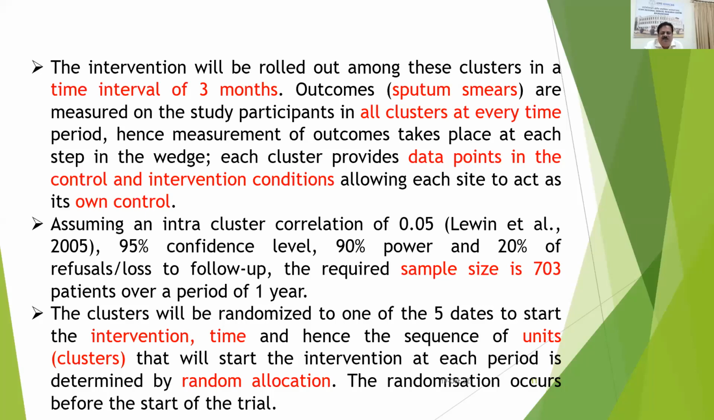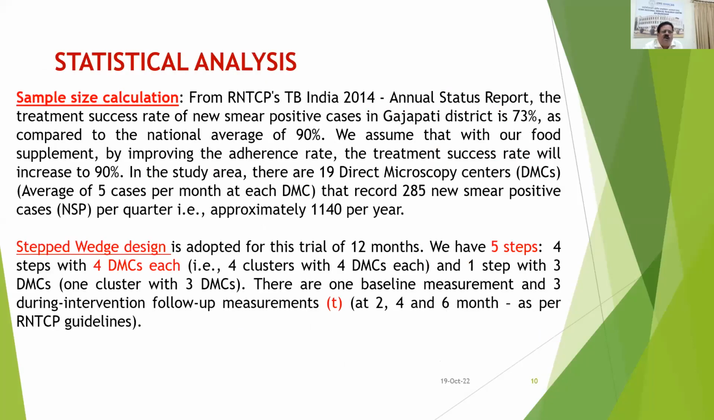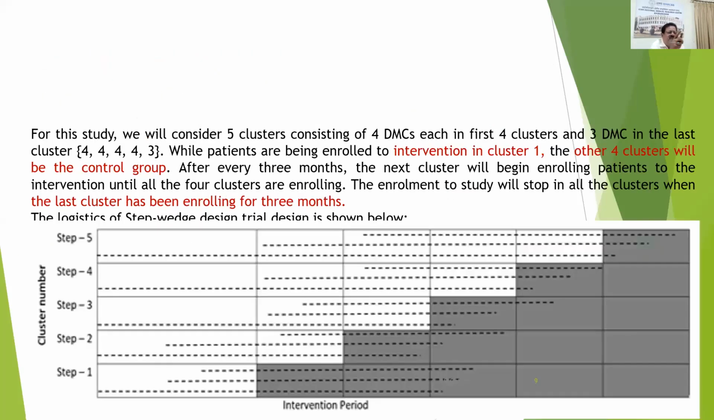That is the previous slide. You see, each step is having a black row and a white row. That is, the study arm and the control arm are there in every step, in step 1, step 2, step 3, and all. In all clusters, we have study arm and control arm. Next.